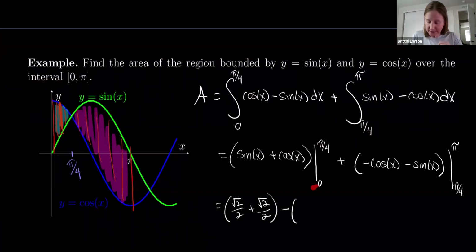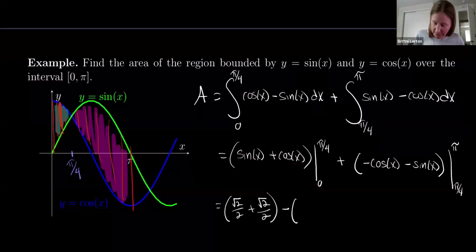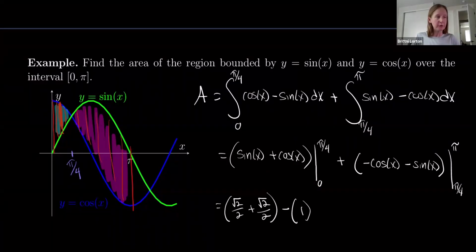And then if I plug in 0 into each of those, sine of 0 is 0, but cosine of 0 is 1. So keep track of that. You don't want to lose those along the way.